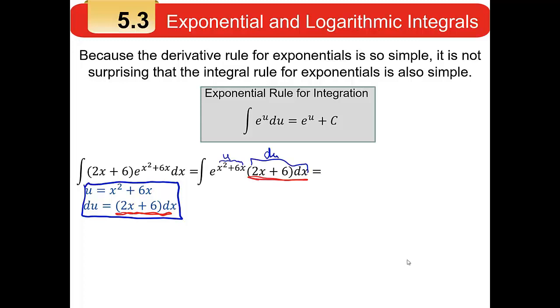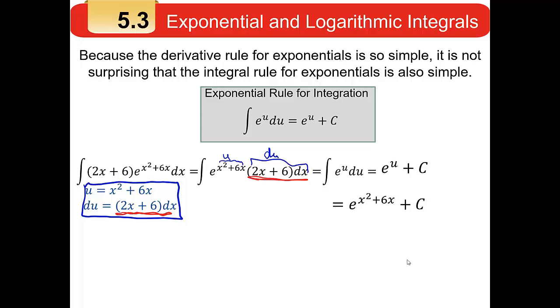I already know that x squared plus 6x is u, so when I substitute, all I've got is the integral of e to the u du, which, according to the formula, is just e to the u plus c. And of course, the last step, as always, is to take the u out and put back in the x value. So I end up with e to the x squared plus 6x plus a constant of integration c. I might also mention that you can always take the derivative of your answer and make sure you get back what you started with. That's another way to check to make sure you didn't make a careless mistake. The more you practice this, the easier it becomes.